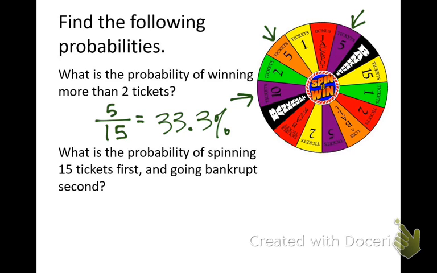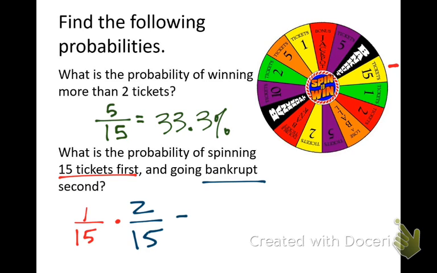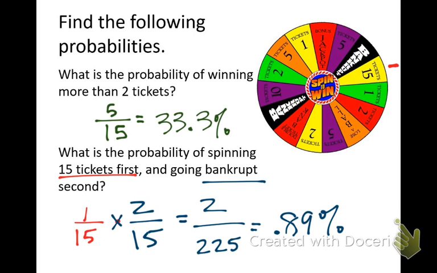All right, what is the probability of spinning 15 tickets first and going bankrupt second? So 15 tickets first. How many ways is there to win 15 tickets? Just the 1 way out of 15 spots still. And then going bankrupt second. So how many ways is there to go bankrupt? 2 out of 15. You are going to multiply them together. Multiply straight across. 1 times 2 is 2. 15 times 15. This could be a very small percent. We're actually going to go to the hundredths because it's so small. 0.89%. So less than 1%.